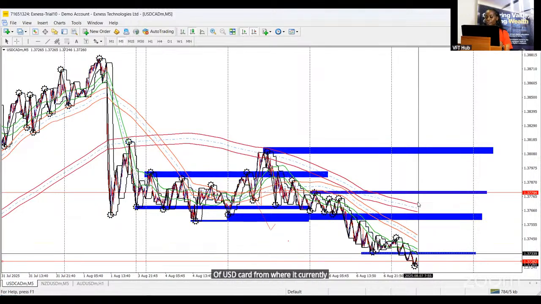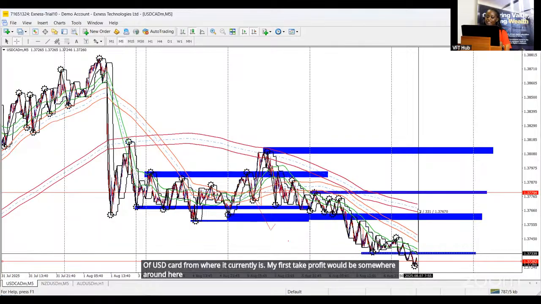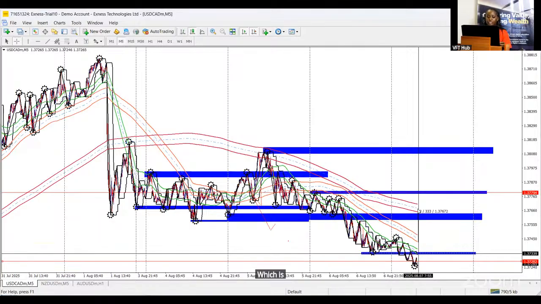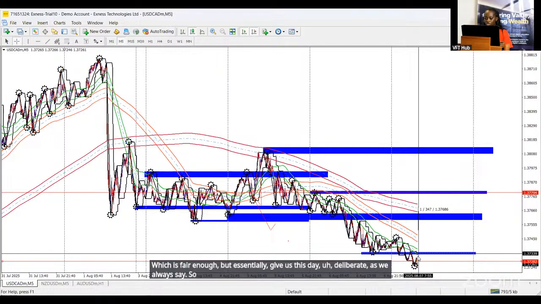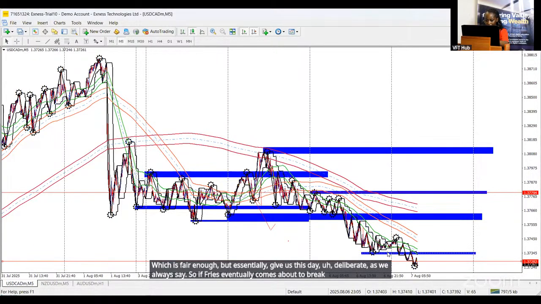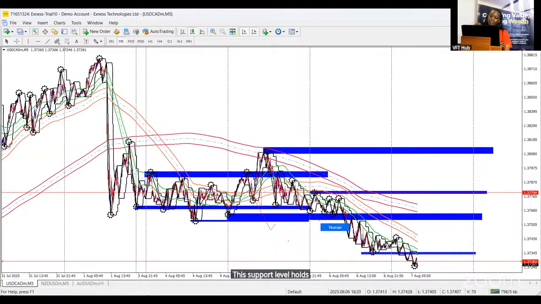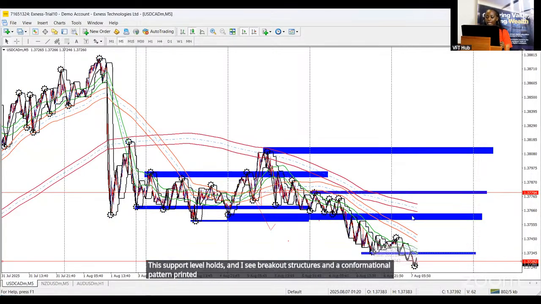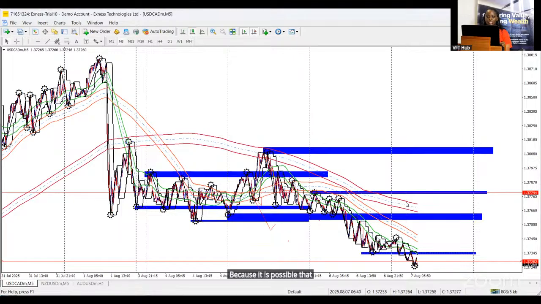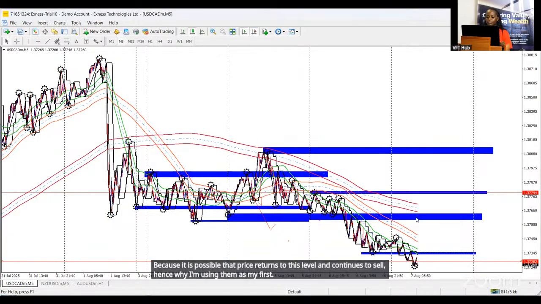My first take profit will be somewhere around here. That's about 30 plus pips, which is fair enough for the session. Give us this day deliberate, as we always say. So if price eventually comes back to break above and this support level holds and I see break of structures and a confirmation pattern printed for me to buy, I'm going to take a short buy from here to here into this trend, because it is possible that price returns into this level and continues to sell. Hence why I'm using them as my first take profit level.